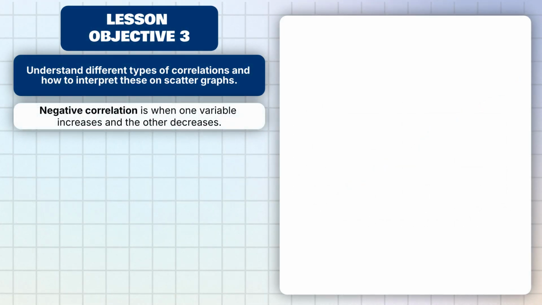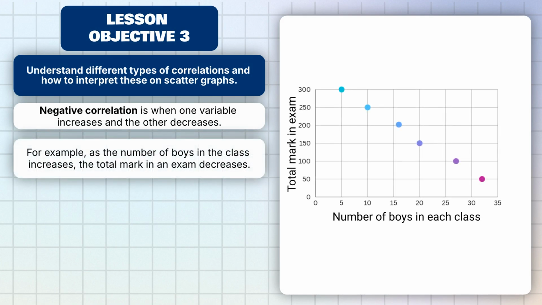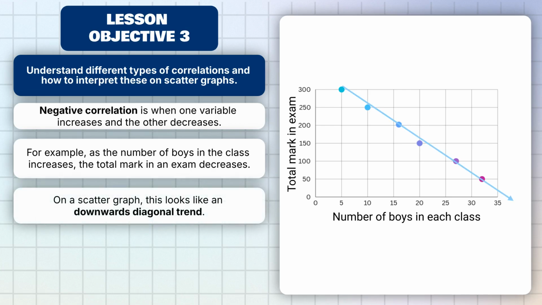Negative correlation is when one variable increases and the other decreases. For example, if as the number of boys in the class increases, the total mark in an exam decreases, we see a downward diagonal trend on the scatter graph.